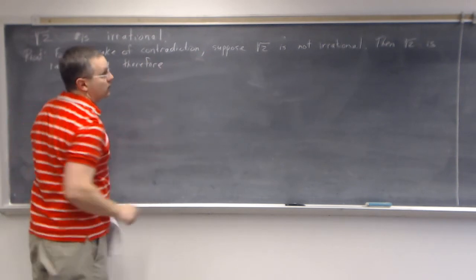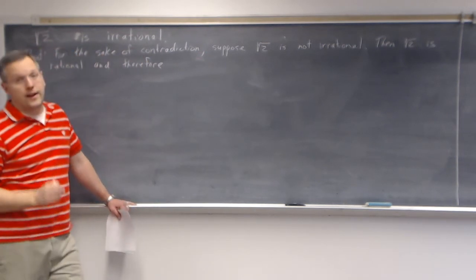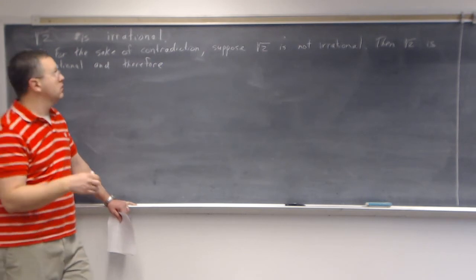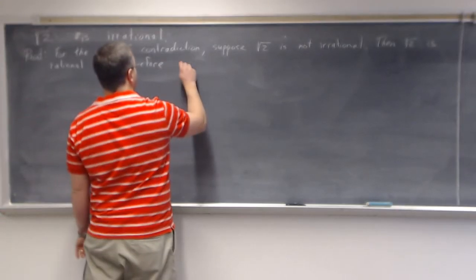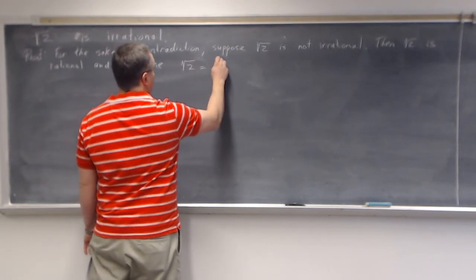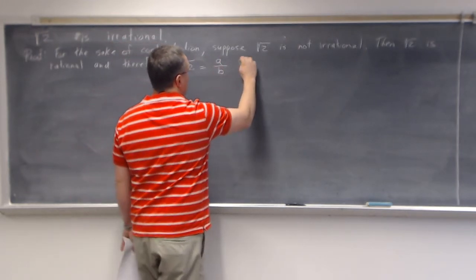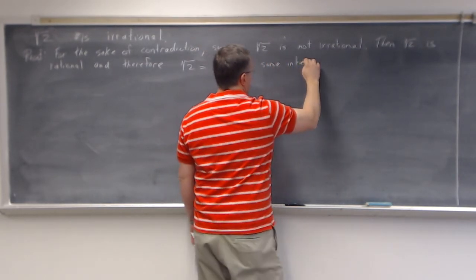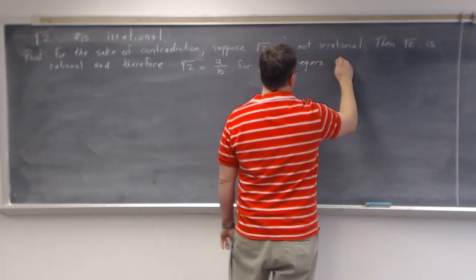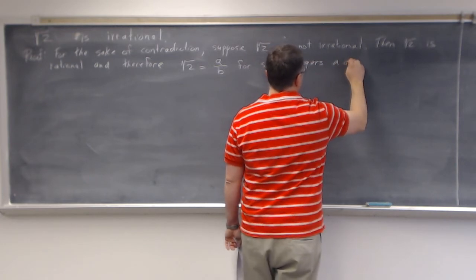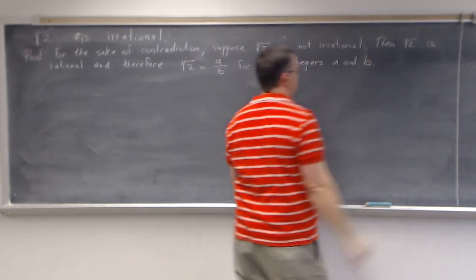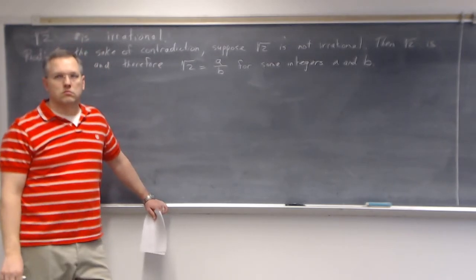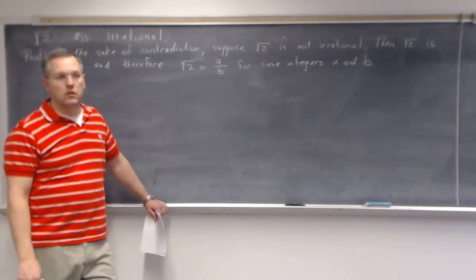But we know what that means. If I claim that square root of 2 is rational, then I can write it as a over b for some integers a and b. So therefore, square root of 2 equals a over b for some integers a and b. Okay? Any questions so far? Okay. All right.